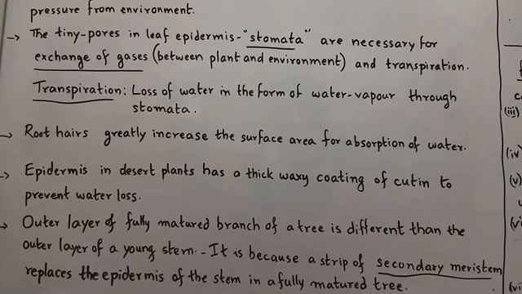Epidermis in desert plants has a thick waxy coating of cutin to prevent water loss. We discussed that epidermis in plants that live in very dry habitats is thicker to protect against water loss, and this is in addition to it. The waxy coating is water resistant, so a thick waxy coating can efficiently prevent water loss.